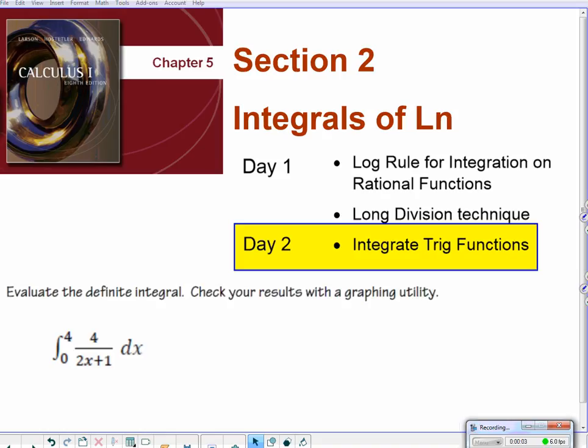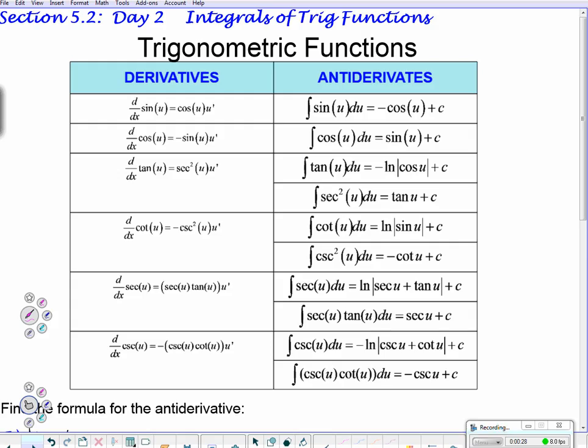Okay, hey, let's continue on with our Chapter 5, Section 2 discussion on integrals of natural logs. We will pick up some trig functions today. I'm focusing on this day 2 where we're going to integrate some trig functions, and some of these are ones that you haven't seen before. I'm going to skip over this and just save ourselves some time.